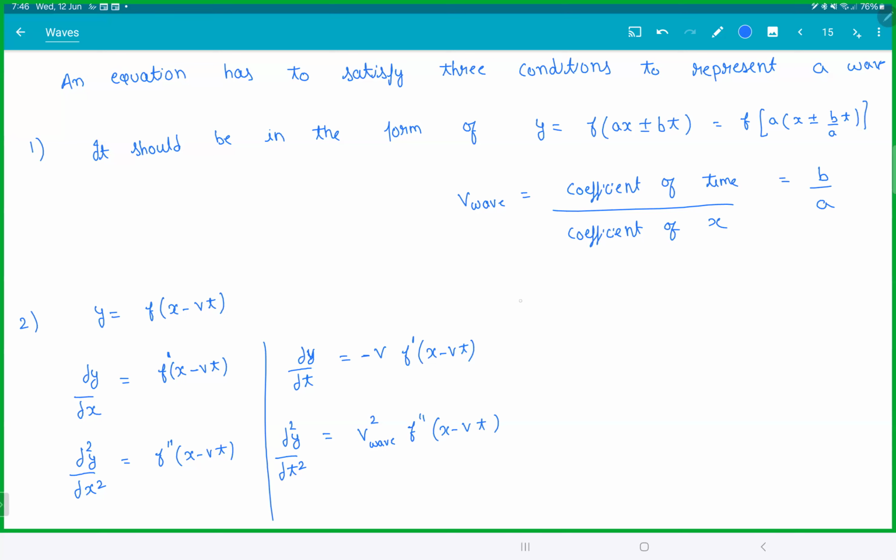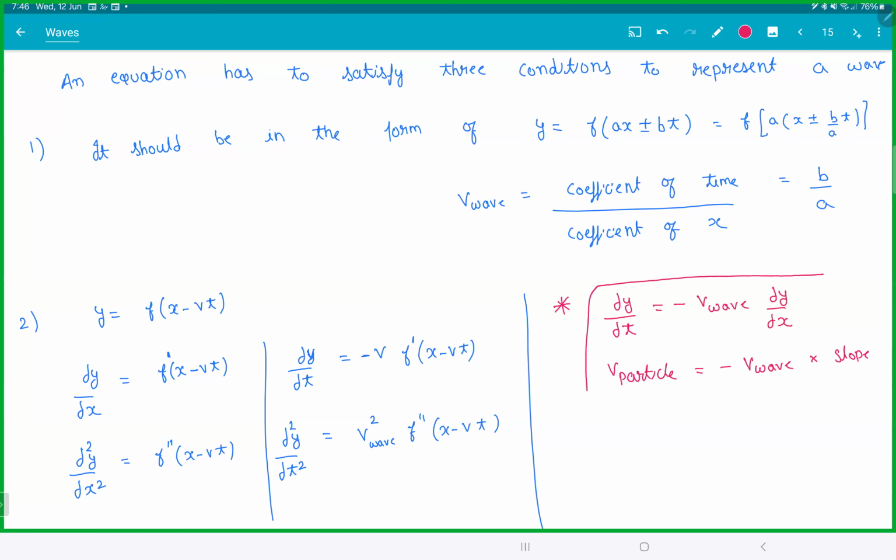Now something interesting you'll observe here. If I use the first equation, you'll end up with quite a useful, most neglected result: dou y by dou t is minus v wave times dou y by dou x. Dou y by dou t is what? The velocity of the particle, because y is the displacement of the particle. Dou y by dou x is nothing but the slope. This is the relation between particle speed and wave speed.